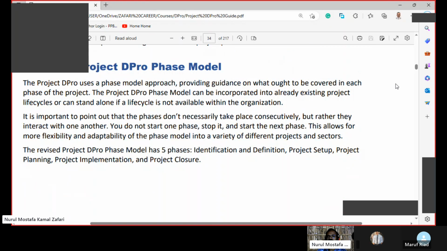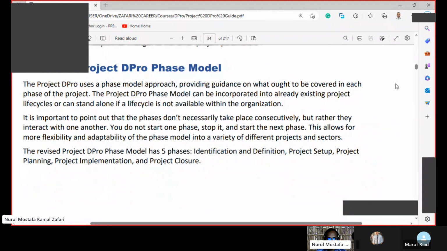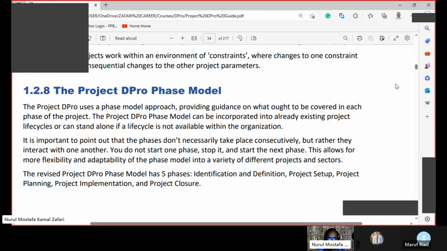So now we shall discuss point number 1.2.2. As I see a black box in the left top corner, so it's a problem. I think now you could see the text. Okay.